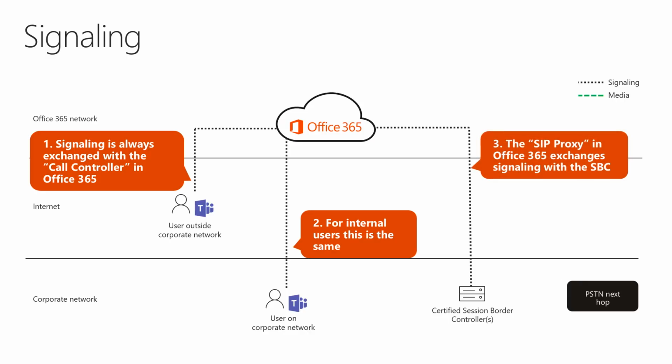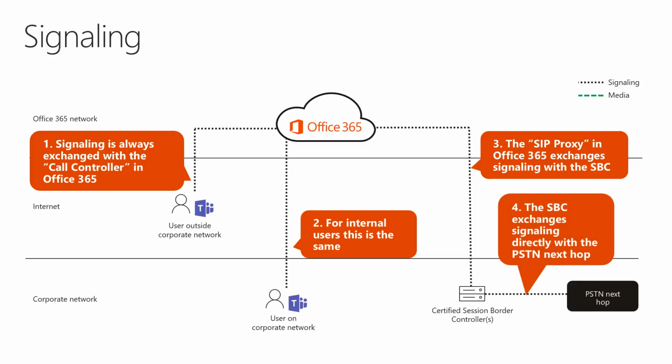However, the session border controller will talk to a component that is called SIP proxy in Office 365, and this component will talk actually SIP to your certified session border controller. Ultimately, the session border controller and the PSTN next hop will exchange signaling directly, depending on what your PSTN next hop is.